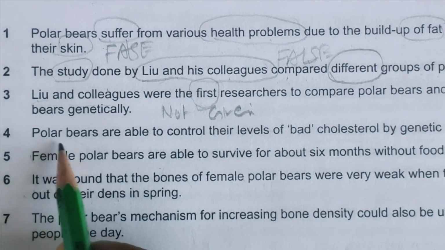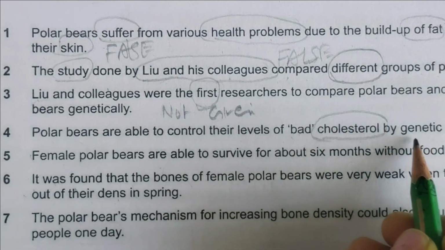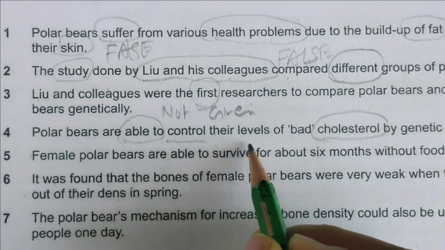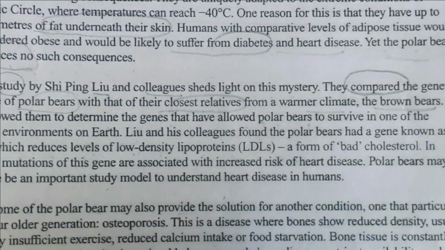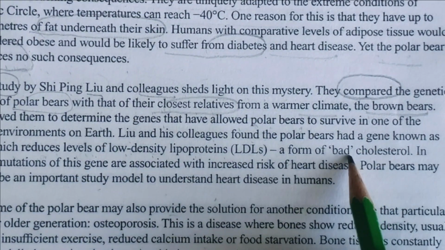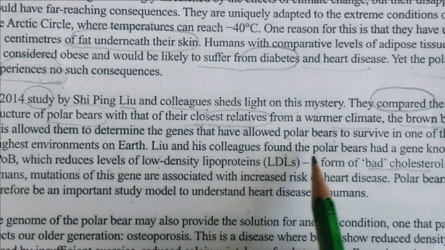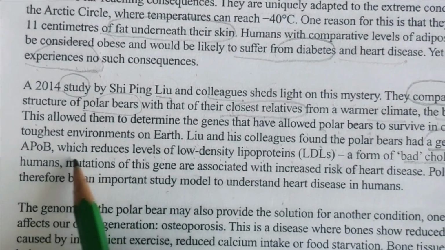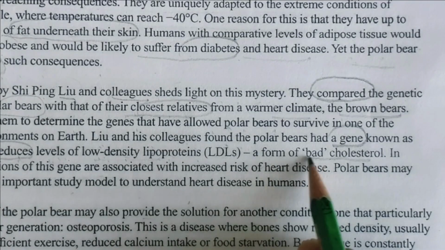Fourth number: polar bears are able to control their levels of bad cholesterol. To control their levels of bad cholesterol by genetic means. Okay, so I will be finding it. Bad cholesterol word is here in the same paragraph, so I will be reading it. Liu and his colleagues found that they had a gene known as, yes, this word also there, by genetic means, which reduces the low form of bad cholesterol.